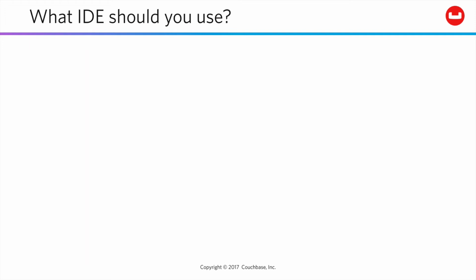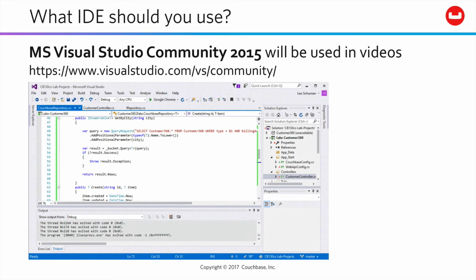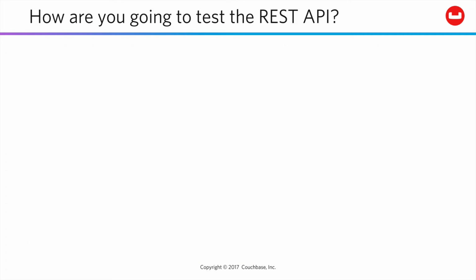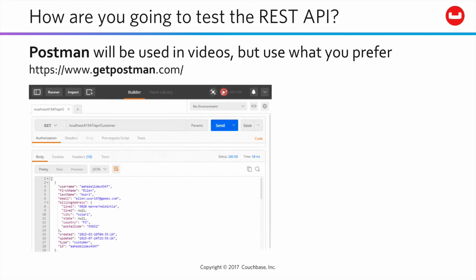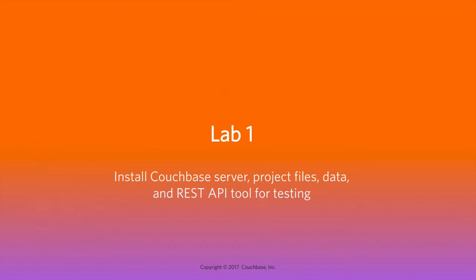For coding in this course, we're using Microsoft Visual Studio Community 2015 in the videos. You may be using a different version of Visual Studio, but the approaches we show should work in all variations. For REST API testing in this course, we're using a great tool called Postman. You can download it at this URL, which is also shown in the workbook, or you may have your own tool that you prefer. So it's time to get to work.